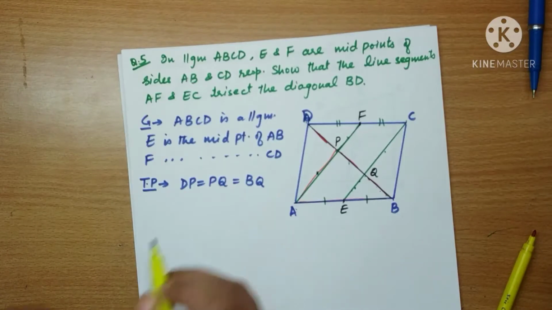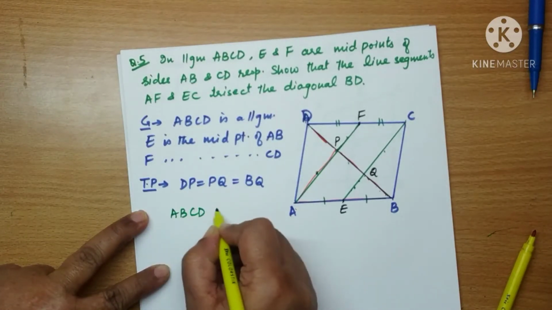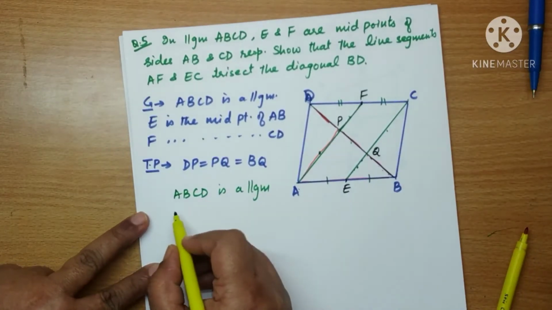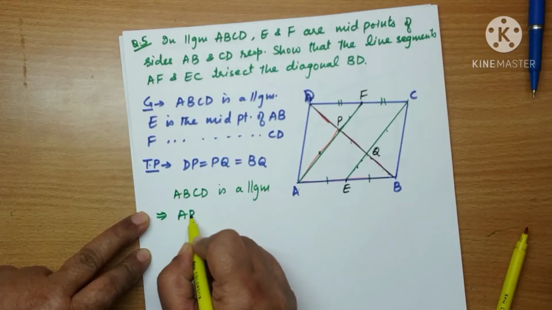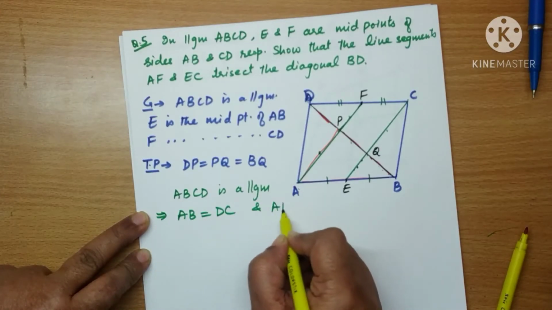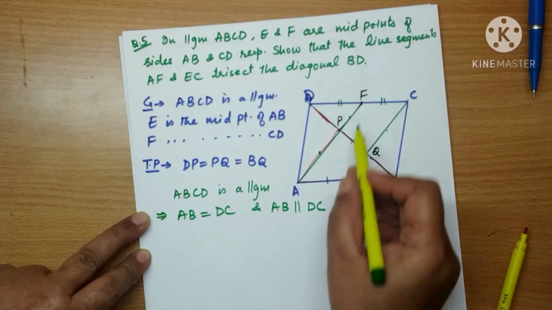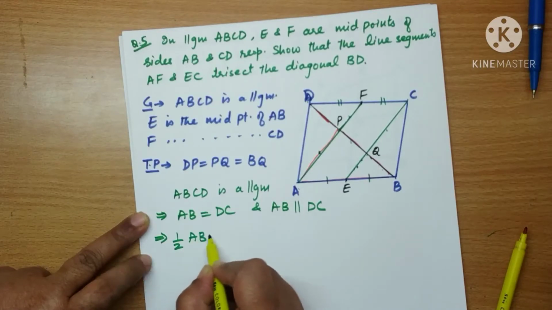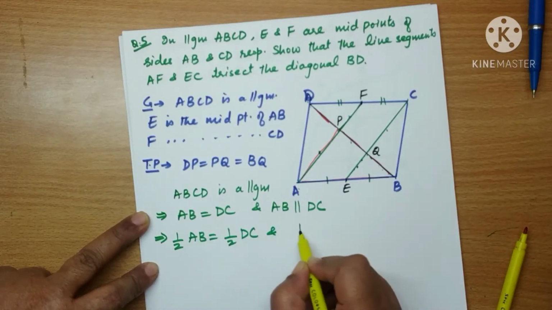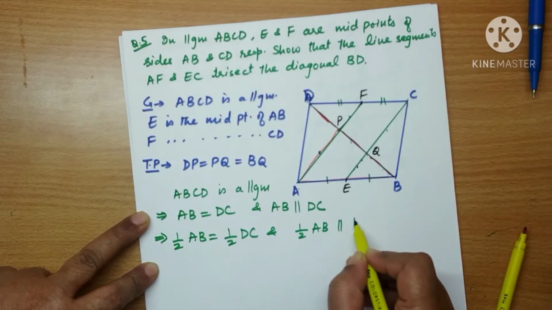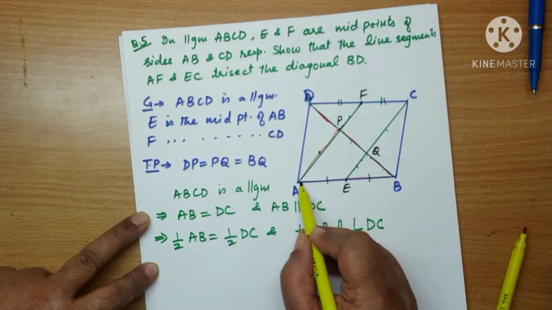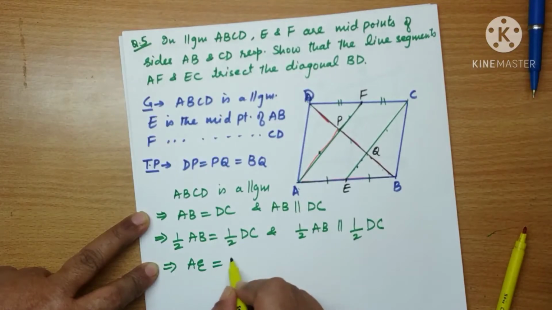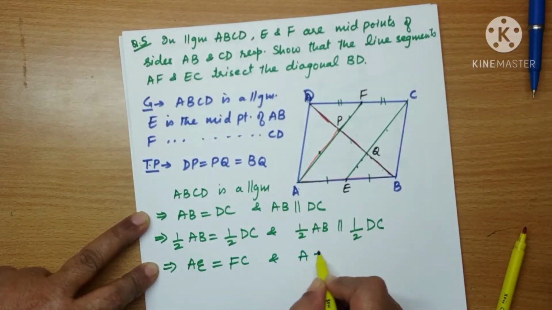Again, go back to what is given. Given is ABCD is a parallelogram. So what about the opposite sides of a parallelogram? They are equal and parallel. This implies AB is equal to DC and AB is parallel to DC. So if these sides are equal and parallel, what about their halves? They will also be equal and parallel. So half of AB will be equal to half of DC and half of AB is parallel to half of DC. Which half we take? AE and FC. AE is equal to FC and AE is parallel to FC.